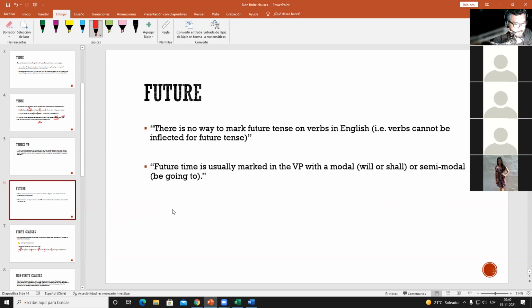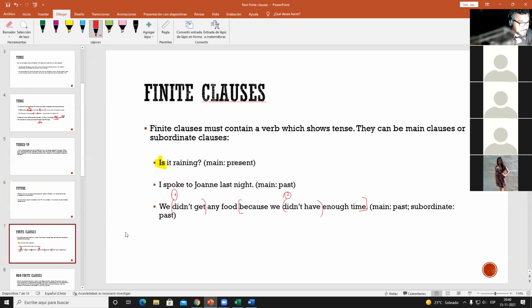We know that. Future time is usually marked in the verb phrase with a modal or semi-modal verb, right? Therefore, the presence of a modal verb will mark the verb phrase so as to represent future time. I already discussed this.